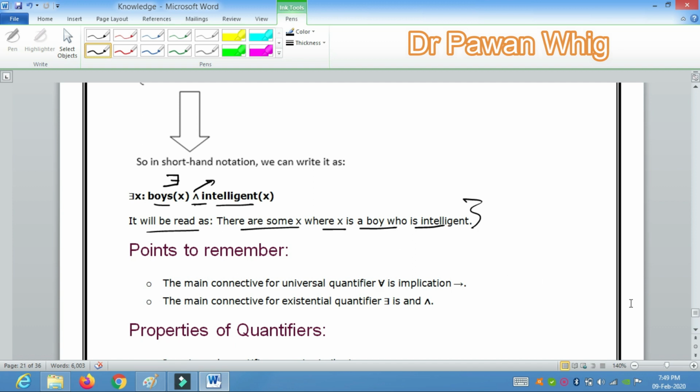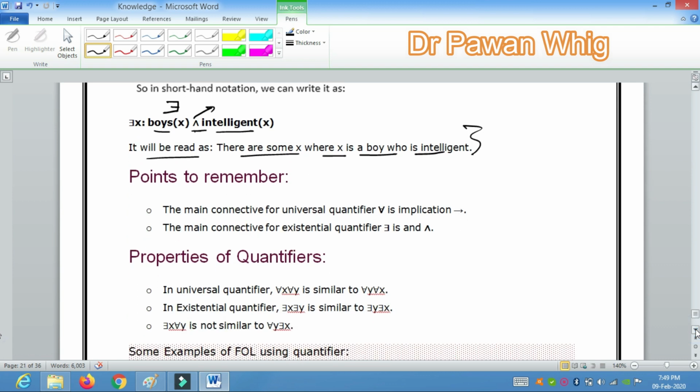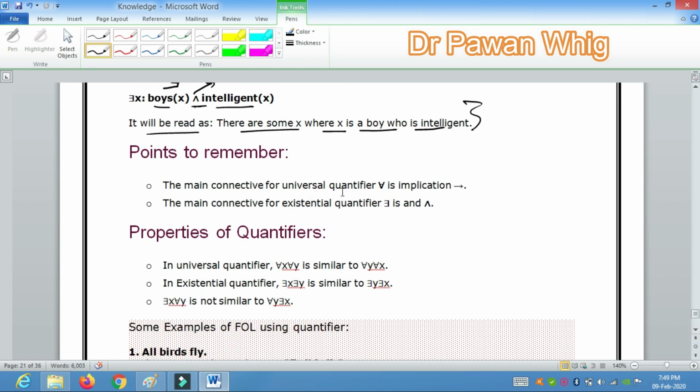So hope you understand. And one last thing is left: points to remember. The main connective for the universal quantifier is implication. This is very important, mind it. This is the mistake that students make. The main connective for the existential quantifier is this connective, and if you are not doing this, then you will get 0 marks. There are also some properties you have to remember. You can write it like this: for all x, for all y is similar to for all y, for all x. These are the commutative properties. This is very important and easy.